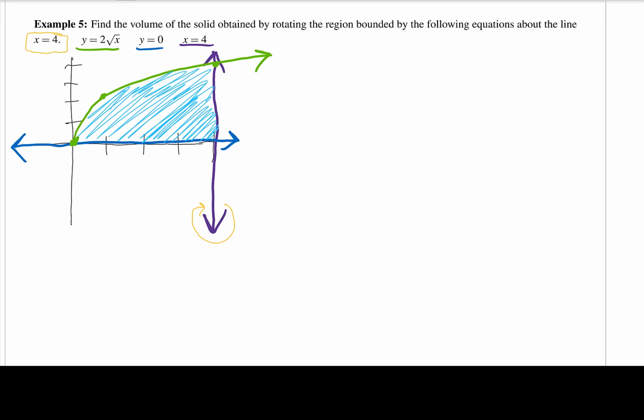Now, we're taking a slice perpendicular to the axis that we're revolving about. That means our slice looks something like this. This point is going to be something that looks like 4, y. This point is going to be something that looks like x, y. So what we need to do here is calculate the length of this segment.